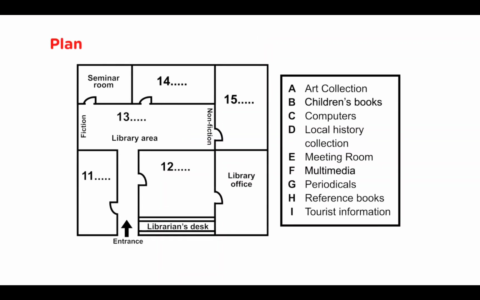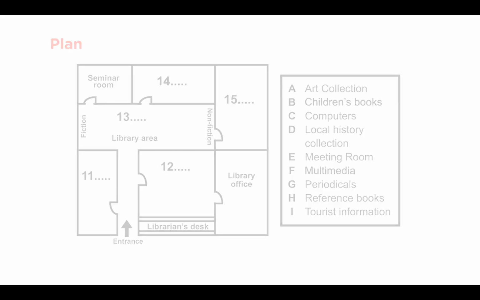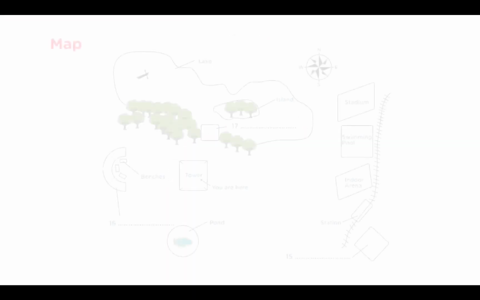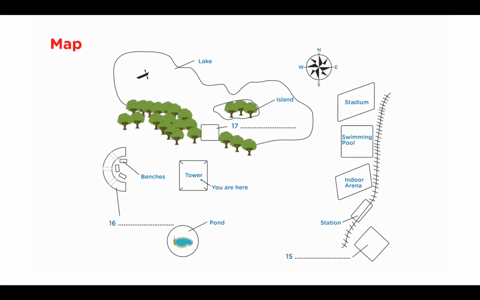In this example, you can see a floor plan of a building. On the plan, there are several numbered blanks for you to complete. You need to fill in the blanks using the options in the text box, which you can see on the right-hand side. Alternatively, you might have to label a map which looks something like this. Or you might have to label a diagram which looks something like this.